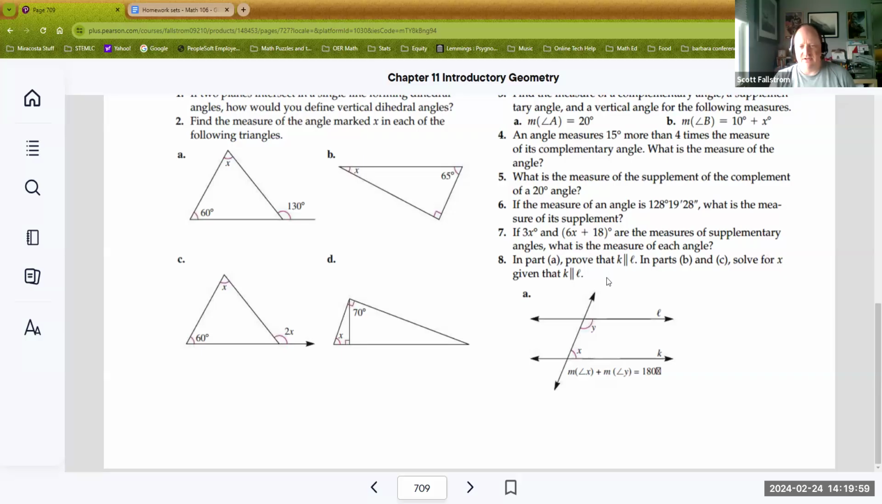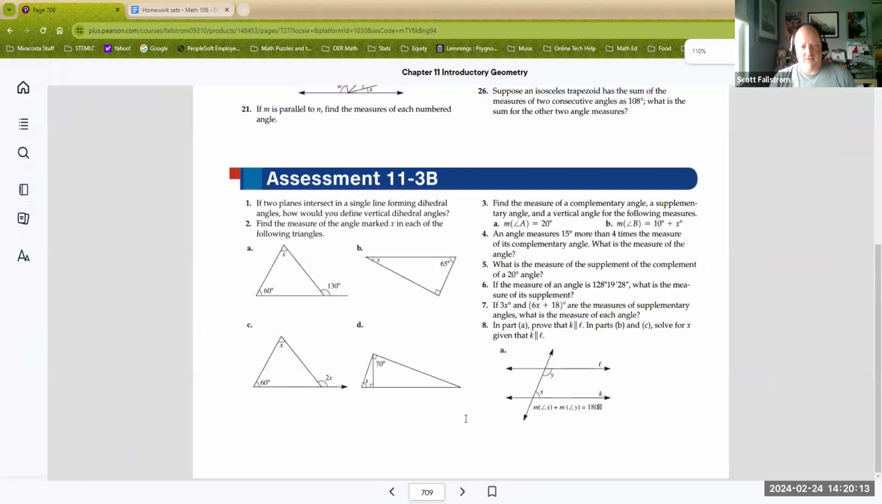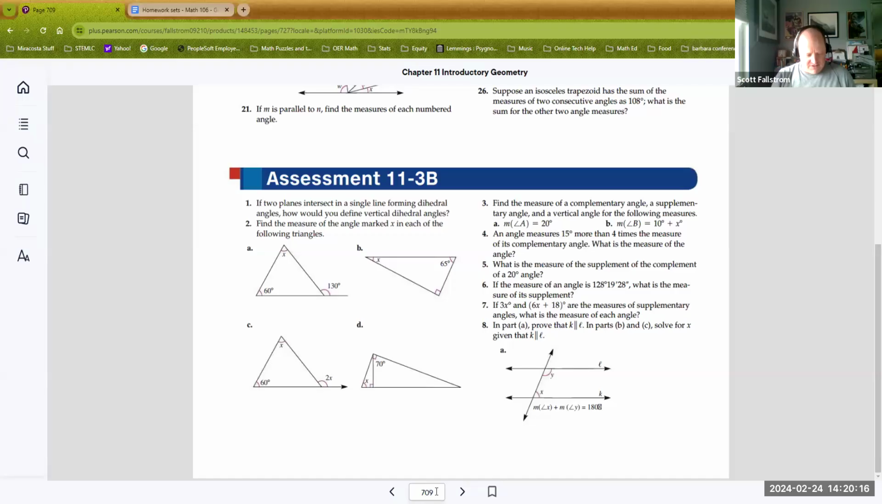Okay, so the question says, can you walk us through an accurate proof for parallel lines? What are you looking for? Also for B and C, how do you solve for X when it's placed where it is? Okay, so let's see here. All of these are using the same theorems from this chapter.